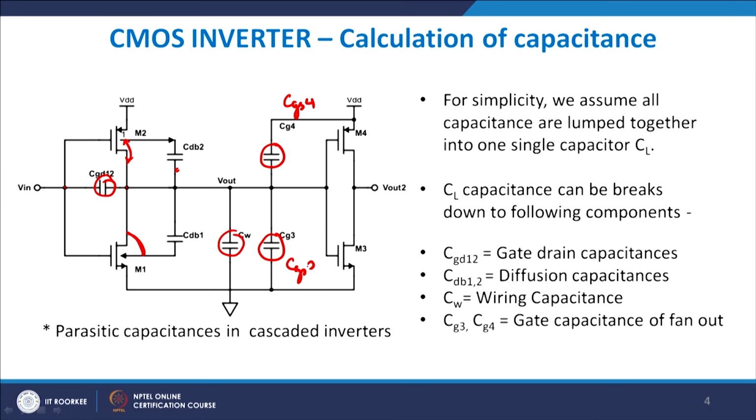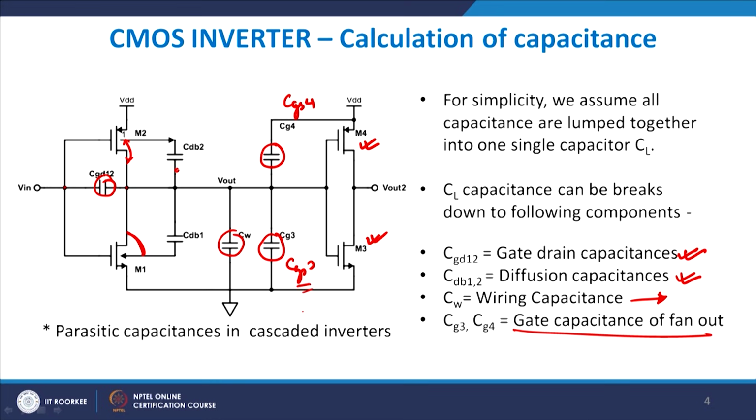Very important. And as I discussed earlier, it consists of C ox and C depletion, but primarily C oxide is available to you, and we have to be very careful about its wiring. As you can see, this is gate drain diffusion. We have diffusion capacitances here. CW is the wiring capacitance, primarily the capacitance by virtue of the wire, and CG3 and CG4 are nothing but the gate capacitance of fan out. The fan out is 1 here, and therefore it is basically 2 devices M4 and M3 whose input capacitance is CG.